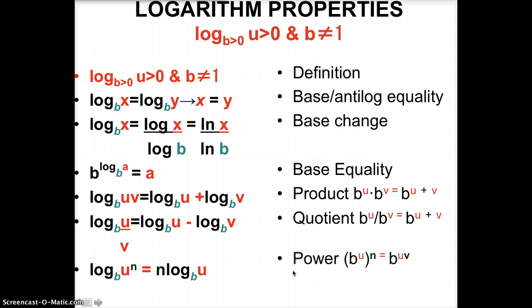And the last one is the power rule. You're used to this one. b to the u to the n power means you multiply u times n. Again, that's a correction. That should be an n right there. So over here, the power rule for logarithms follows a similar pattern. The n goes to the front. Take it off of this exponent here.